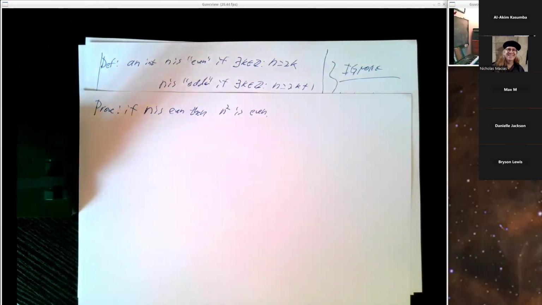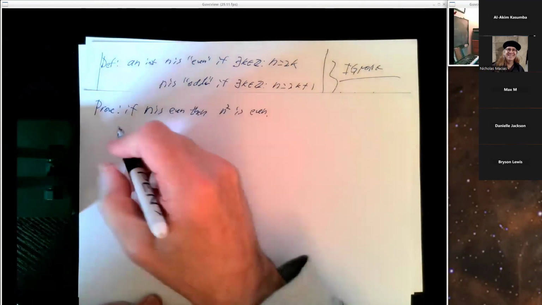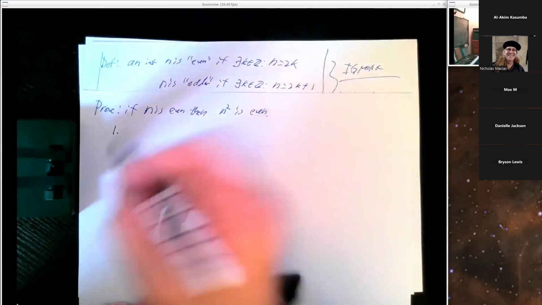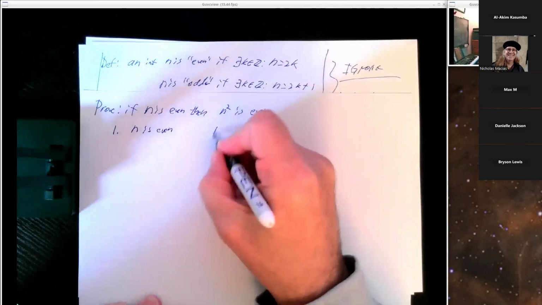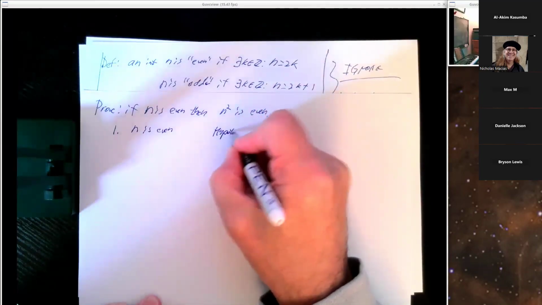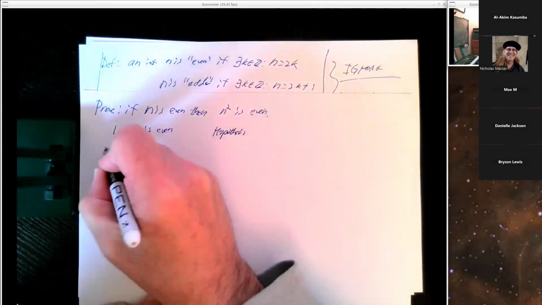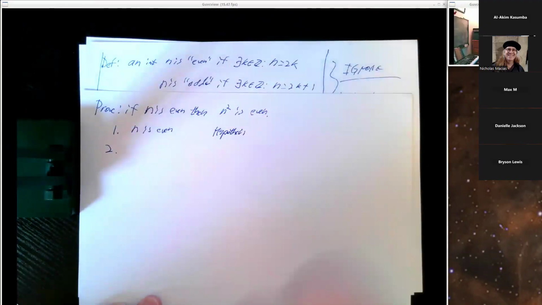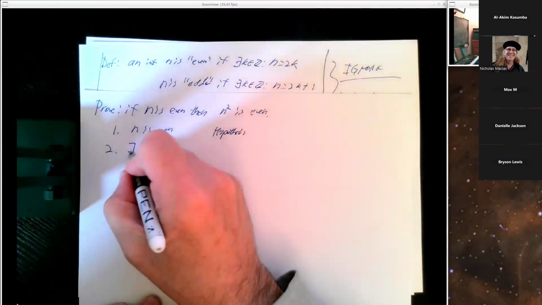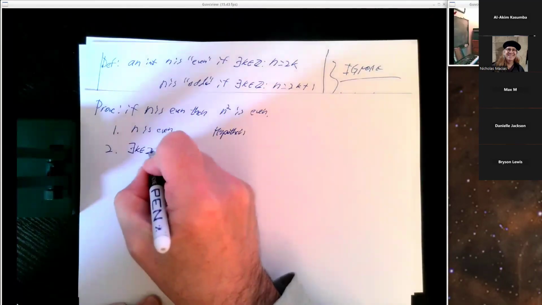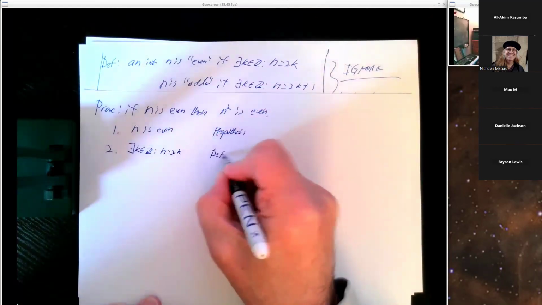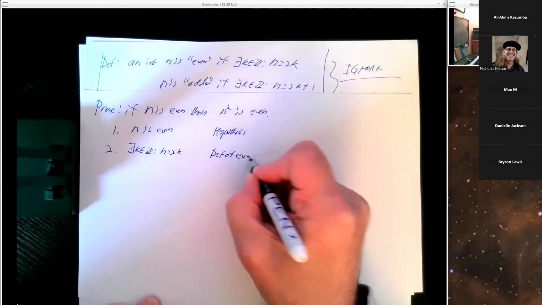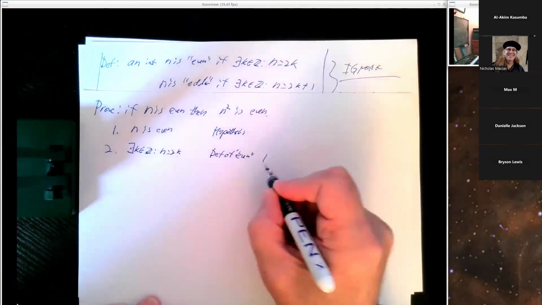So let's prove it using the same idea. So statement 1, n is even. That's the hypothesis. Again, statement 2, let's just use the definition. There exists an integer k such that n equals 2k. That's the definition of even and proposition 1.